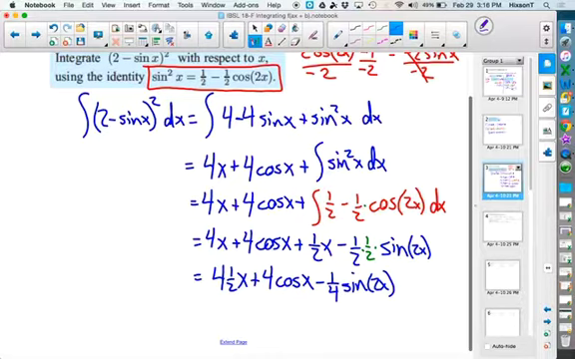Okay, does that make sense? Yes, plus C, thank you. Forgot the plus C. 10 push-ups. 10 math-ups.